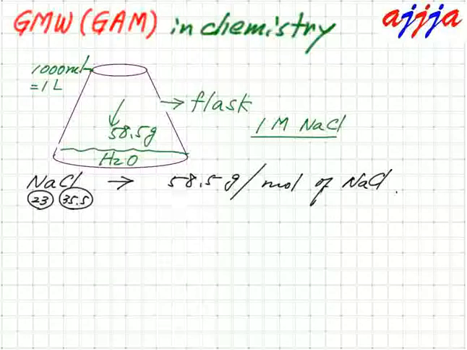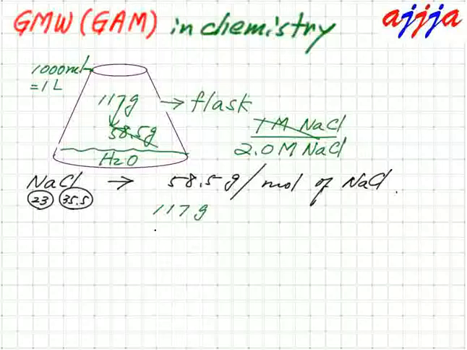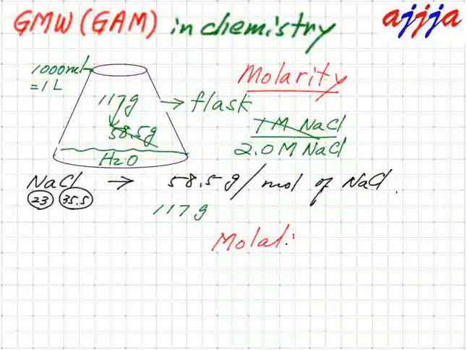What if you double this one? Instead of this, let's say 117 grams. You measure this and throw in 117 grams instead. Then this is going to be 2.0 m solution of NaCl. Very simple. We call this kind of solution a molar solution, which is what we call molarity.